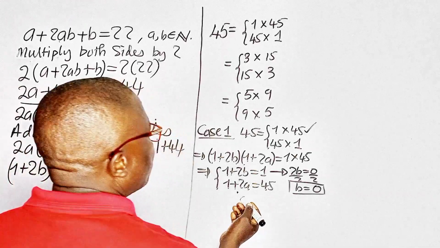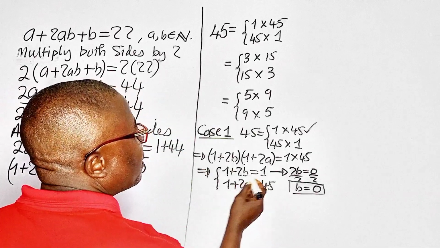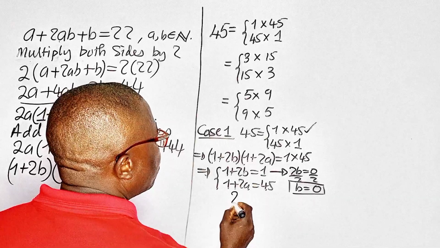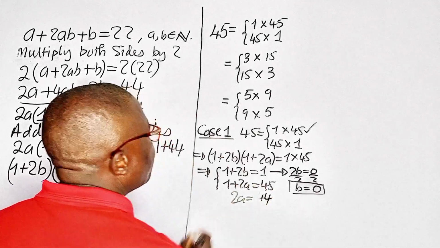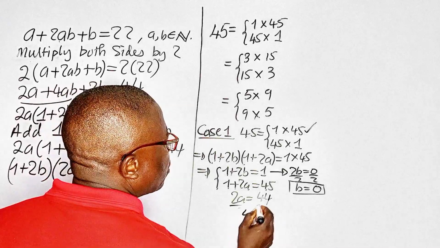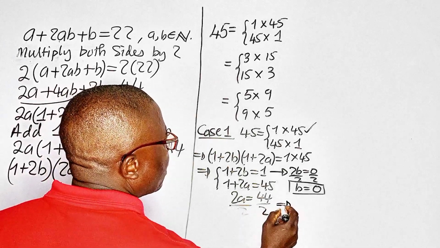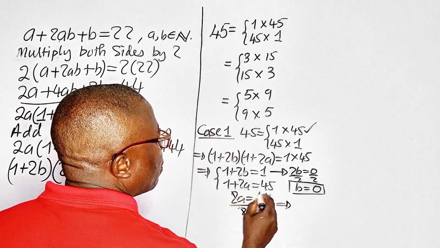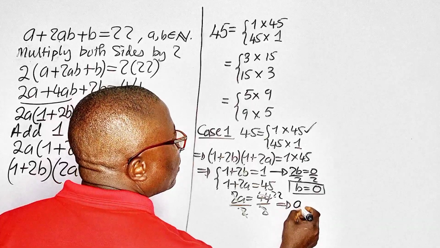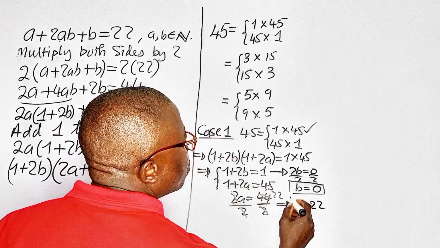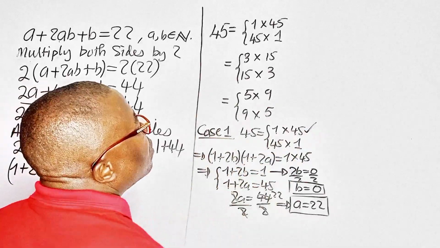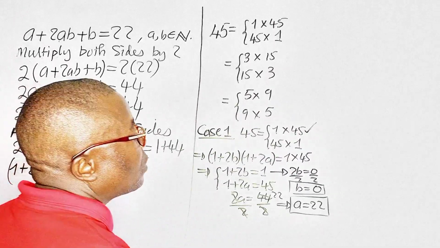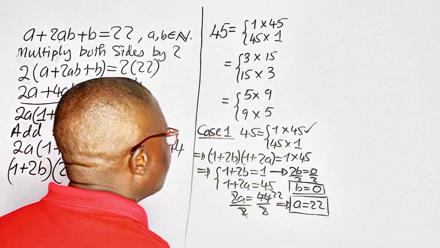Now if we take the second equation, we take this one from the left hand side to the right hand side, we are left with 2a is equal to 45 minus 1, 44. If we divide both sides by 2, it will now mean that a is 22. This is what we get when we take the first situation. B is 0, a is equal to 22.